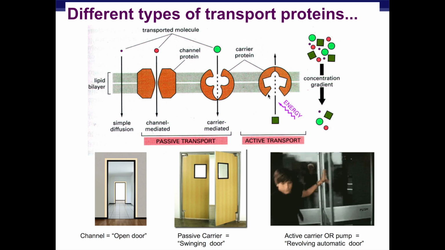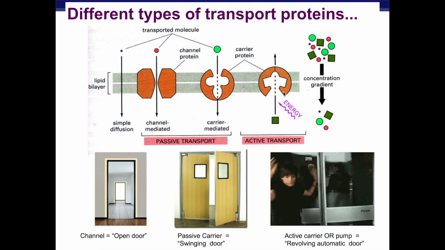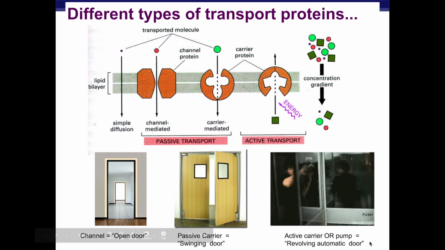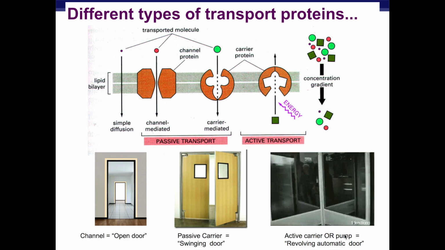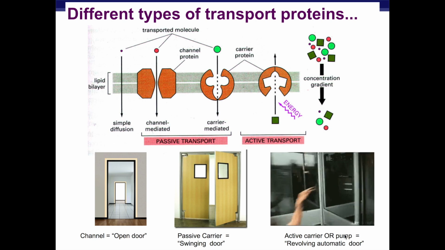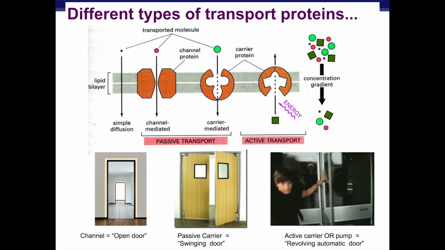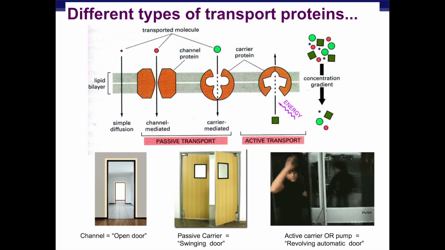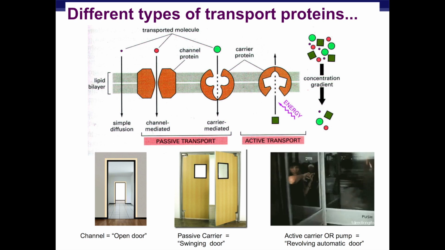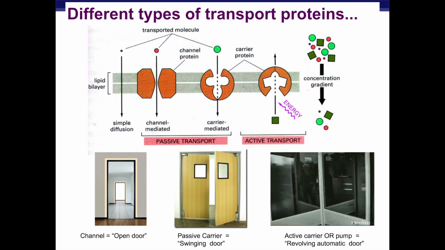Okay, now for active transport, you can have a carrier protein or you can have something called a pump protein. Both of them act very similarly in that you're using energy to force material through in one direction. And in this case, you don't have to go with the concentration gradient. You can go against the concentration gradient.